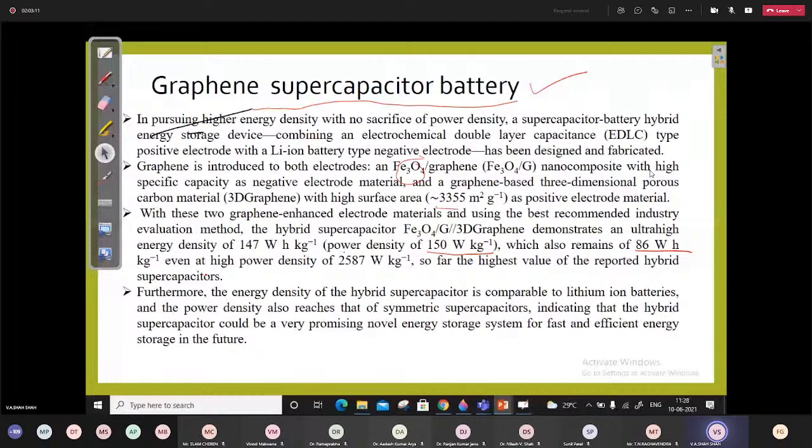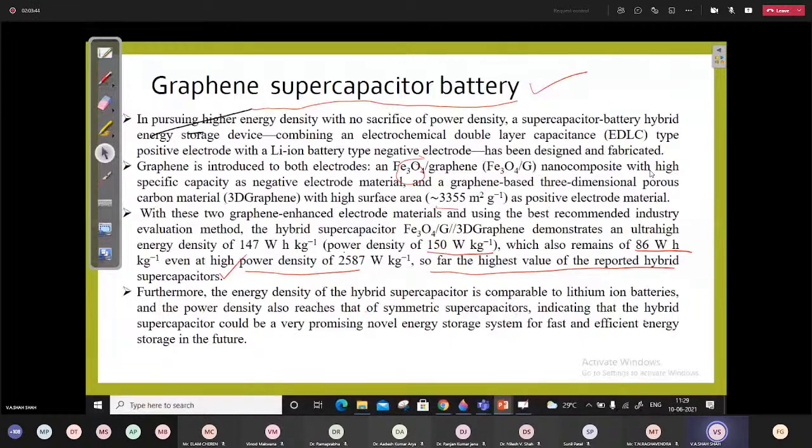And this is still a research area in which people are working. Of course, maybe the chemical branch or the chemistry people may focus on that. Furthermore, the energy density of the hybrid supercapacitor is comparable to a lithium-ion battery, and the power density also reaches that of the symmetrical supercapacitor. It means that we are able to get both things, indicating that the hybrid supercapacitor could be a very promising novel energy storage system for fast and energy efficient storage in the future.